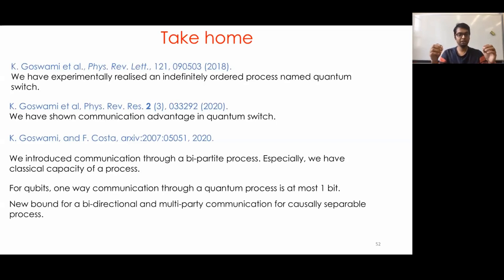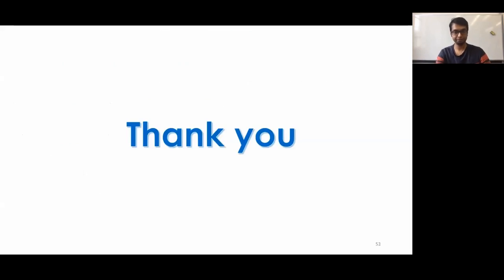Bidirectional communication and multi-party communication have been introduced for only causally separable processes, and we found a new bound for the total information transmission. Interestingly, we haven't been able to violate those bounds for a causally indefinite order scenario. So with that, I end my talk with an open conjecture that this bound is a universal bound. Thank you.